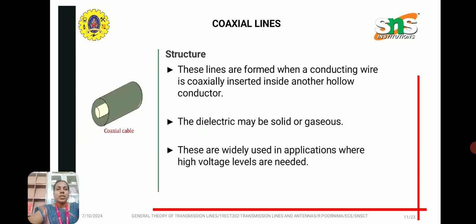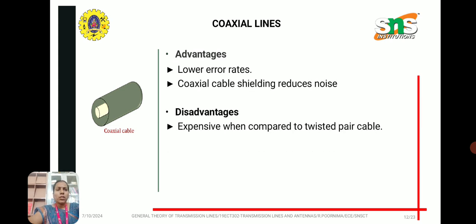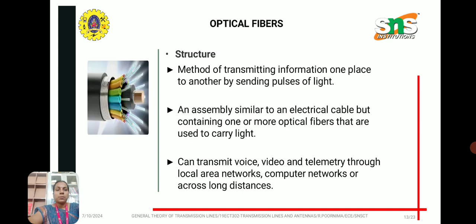And coaxial lines. These lines are formed when a conducting wire is coaxially inserted inside another hollow conductor. There is a dielectric between the two conductors, which is solid or gaseous. These are widely used in applications where high voltage levels are needed. Advantages are lower error rates, and coaxial cable shielding reduces the noise. Disadvantages: expensive compared to twisted pair cable.